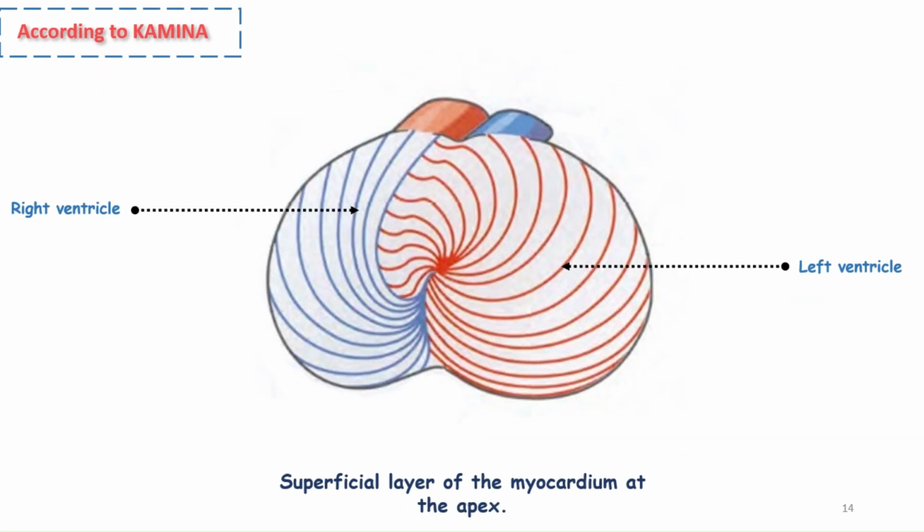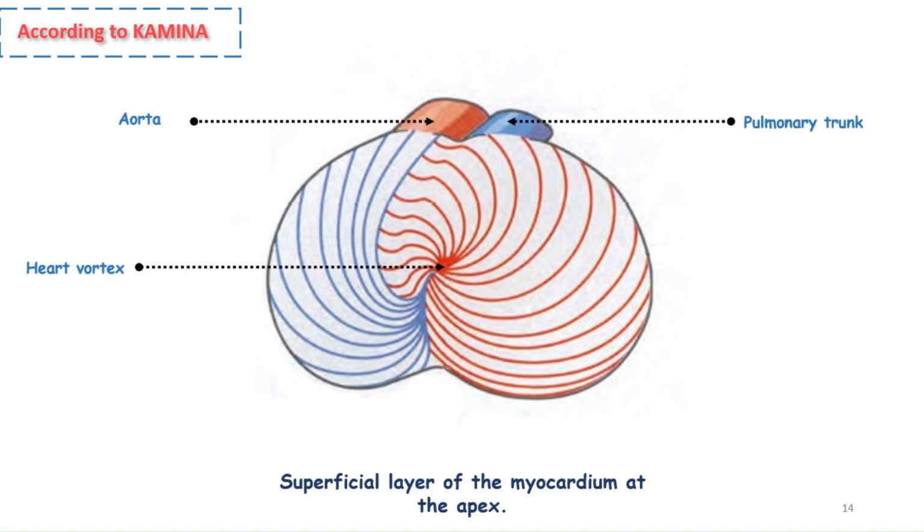This illustration presents the superficial layer of the myocardium, as seen from the apex of the heart. It is again drawn according to Kaminer, and highlights the helical fiber arrangement that characterizes the ventricular myocardium. The most striking feature here is the heart vortex, the central point where superficial myocardial fibers from both ventricles spiral and converge. This spiral pattern is not decorative, it reflects a highly organized muscular system essential for efficient cardiac contraction.